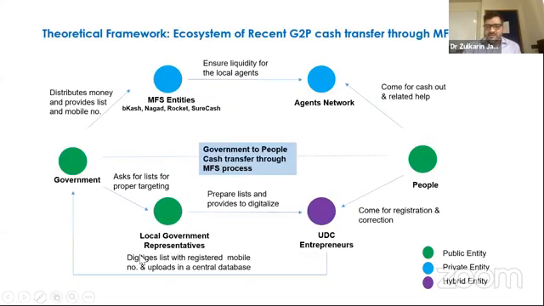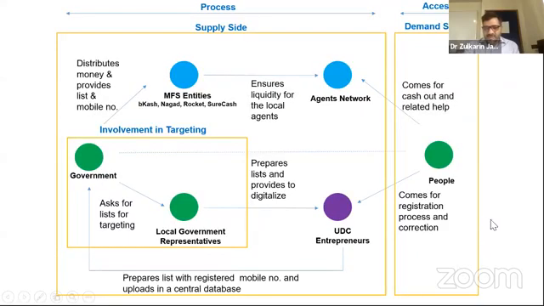Now, looking at how the process happens right now to reach from government to people. The government goes to the local government representative for a list with proper targeting. The local representative then reaches out to UDC entrepreneurs to digitize the names and update the list. Once the list is updated by the UDC entrepreneurs, it goes back to the government, and from the government it goes to the MFS entities. As we know, the four major entities are bKash, Nagad, Rocket, and SureCash. From there it goes to the agent network and UDC, and the agent network reaches out to the people. So this is a simple process, as we mentioned.